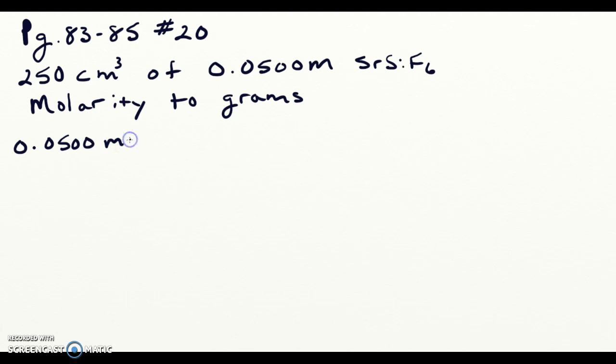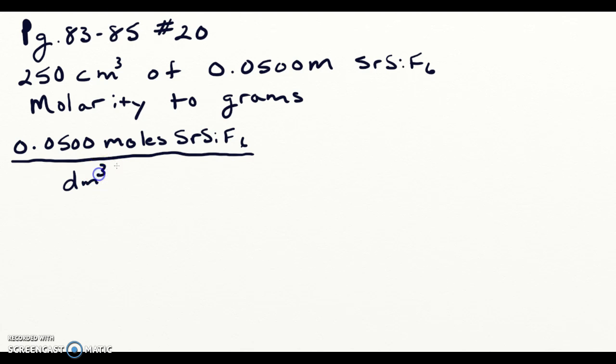Moles, 0.0500 moles of this compound, per decimeter cubed. Okay, so there we have it. We wrote it out the long way using the correct units, moles per decimeter cubed. The reason we do that is so that we can see the moles. That's what we need to go to first. We can't go directly to grams. We have to go to moles.